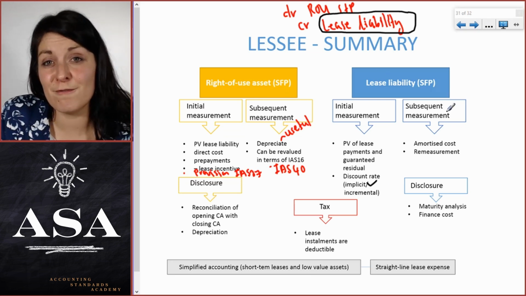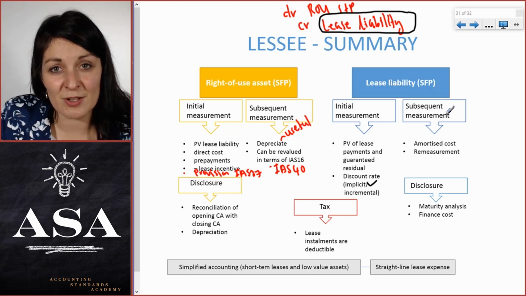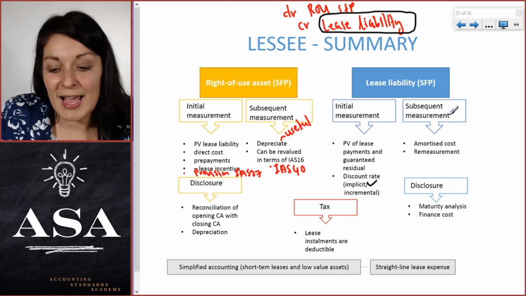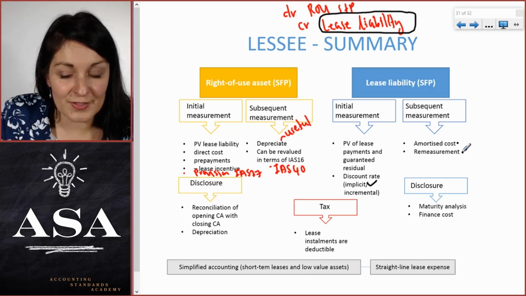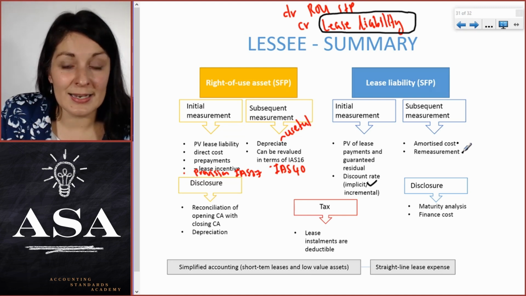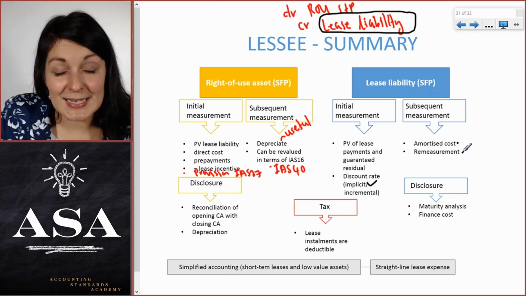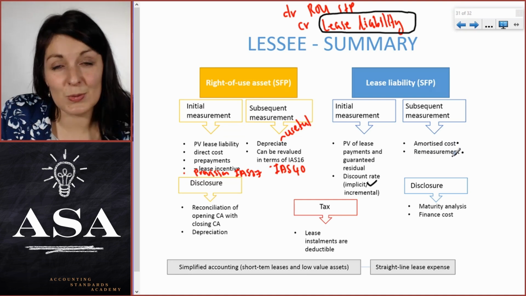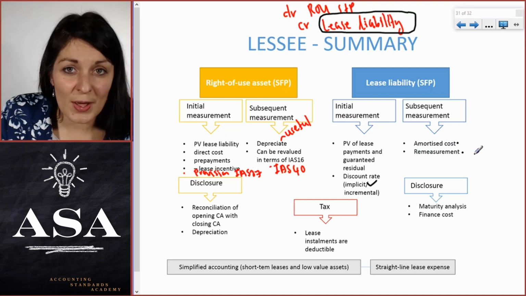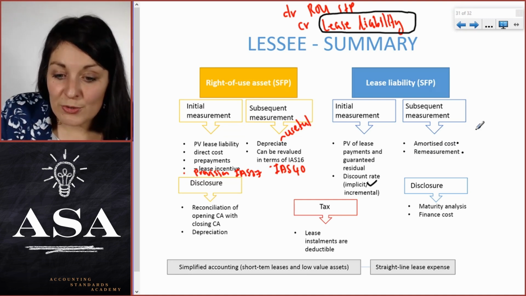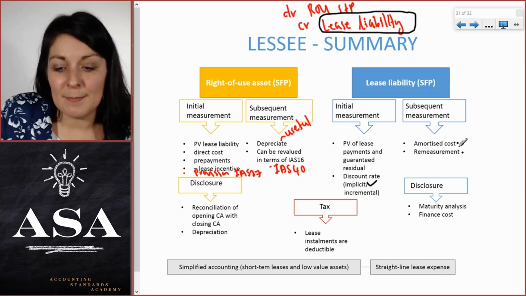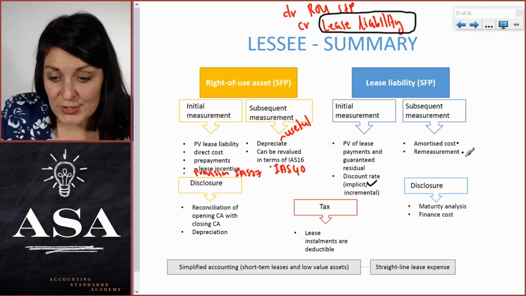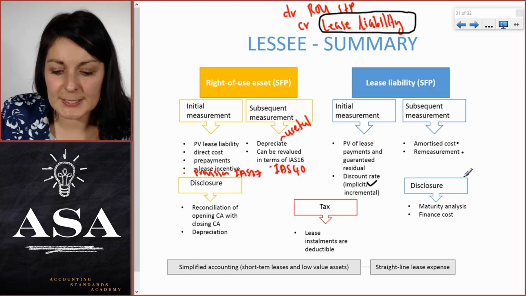Subsequently, how would you measure a lease liability? Remember, this is a financial liability in terms of IFRS 9. Therefore, you will measure it at amortized cost. Just watch out for any remeasurements of the lease. When a lease liability is remeasured because you've either changed the lease term or something like that, it will result in a change of the carrying amount of the lease liability. So watch out for any of those for subsequent measurement purposes.